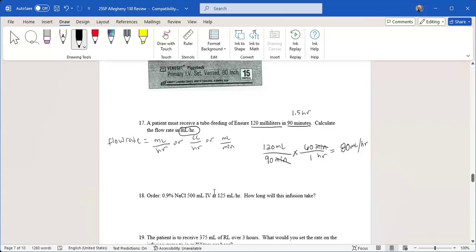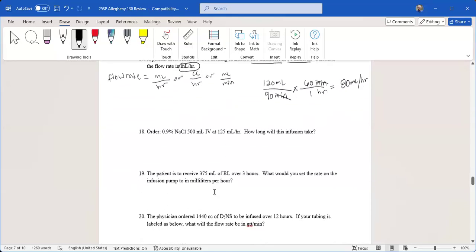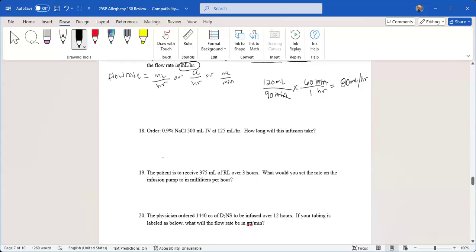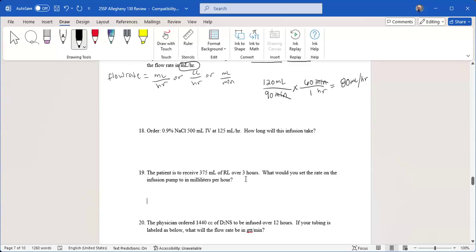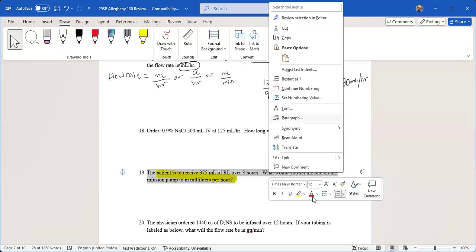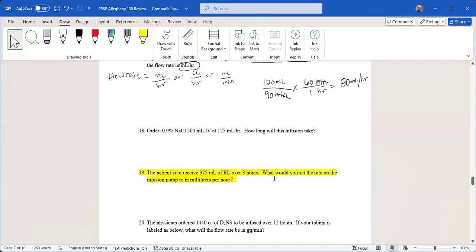So let's look at another similar question, number 19. This is a good time. I'll pause the recording here for maybe a minute or two. Try and solve number 19. I'm going to highlight it so we're all looking at the same one. Go ahead and take a moment, and when you come up with an answer, just put it into the chat, and then we'll come back in here.